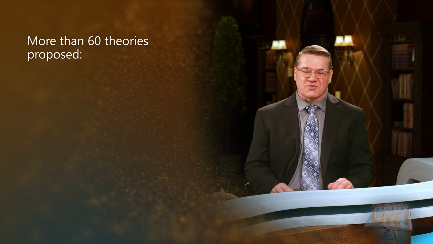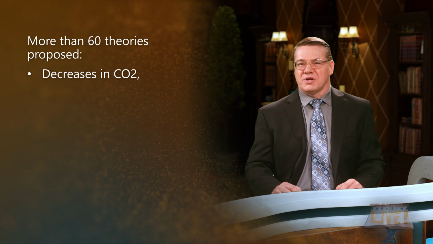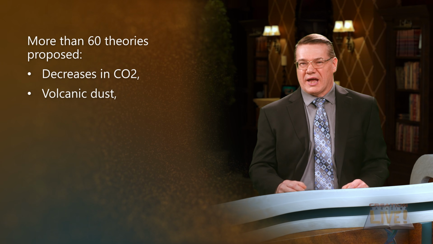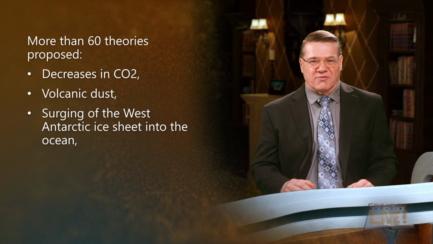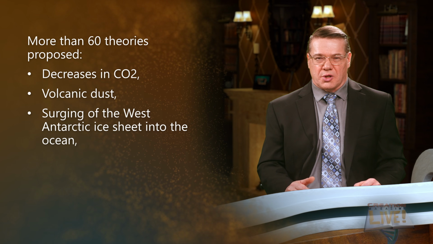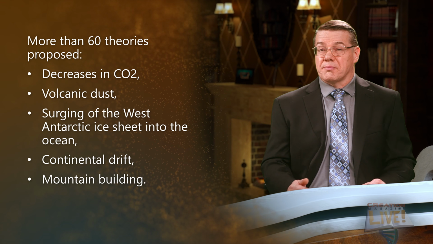Welcome back. So, what environmental conditions would cause lots of snow and cooler summers to last for hundreds of years? Now, the answer isn't what you'd expect, but first, let's start with conditions that don't work. More than 60 theories have been proposed for how an ice age can happen. Terrestrial theories include decreases in CO2, volcanic dust, sudden surging of the West Antarctic ice sheet into the ocean, continental drift, and mountain building.